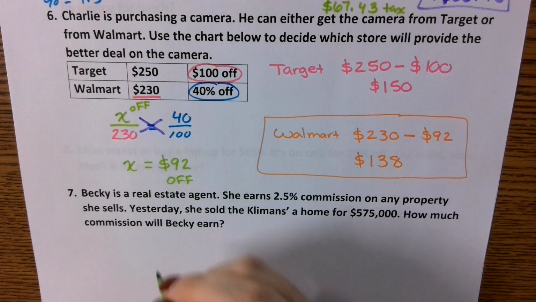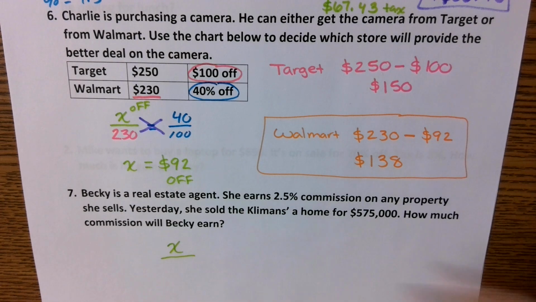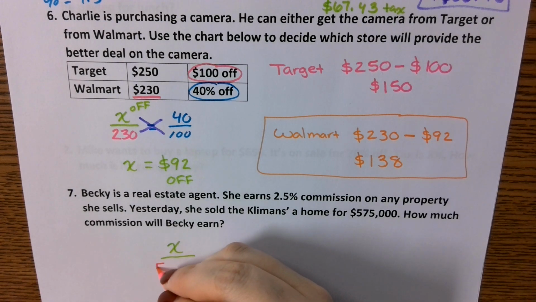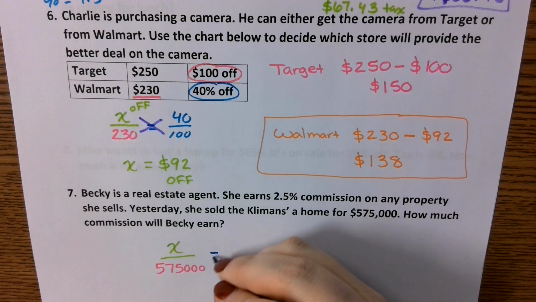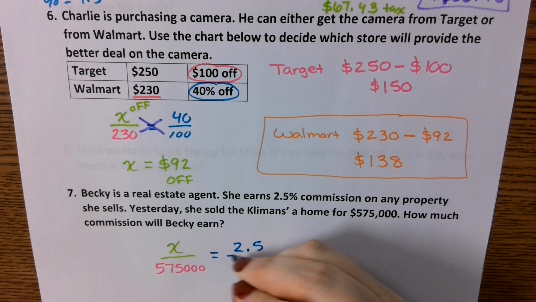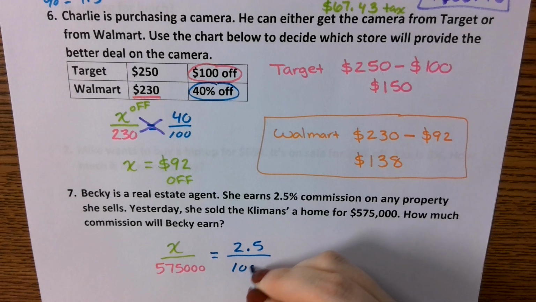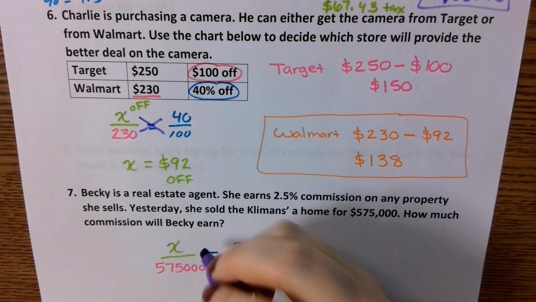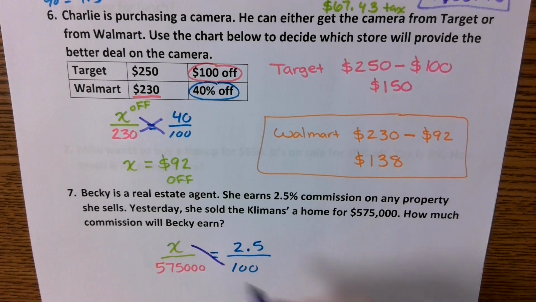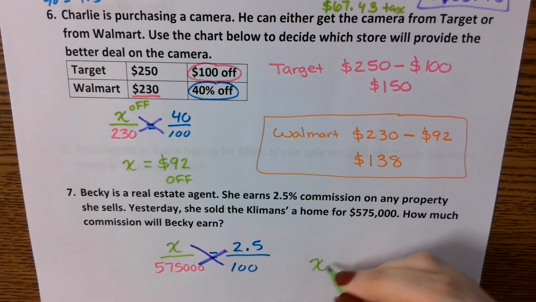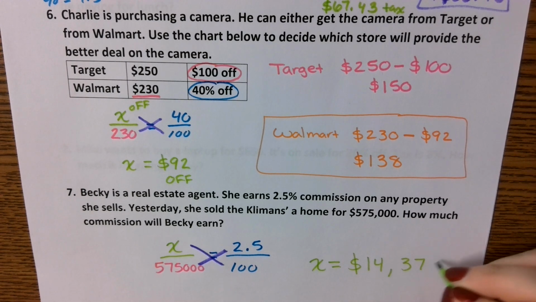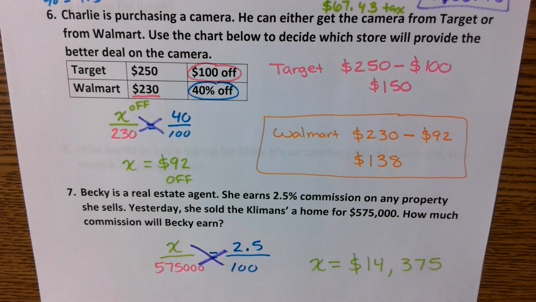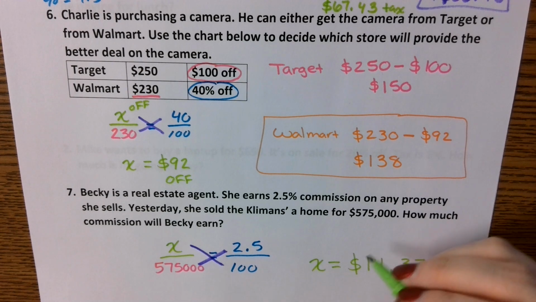Set it up as a proportion. X is going to go on top. 575,000 is going to go on the bottom. 2.5% is going to go on top. 100 is going to go on the bottom. And then we cross product. We multiply, multiply, divide. So once we do that, we find out that the real estate agent is making $14,375 off of that commission.